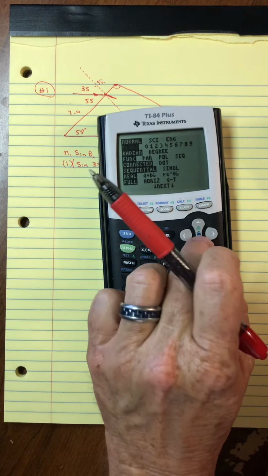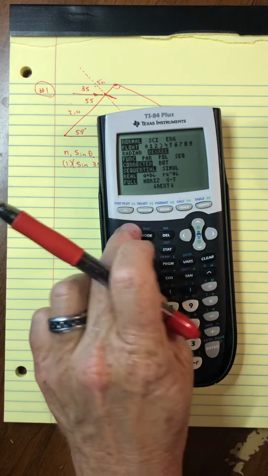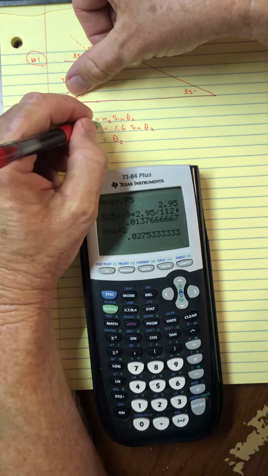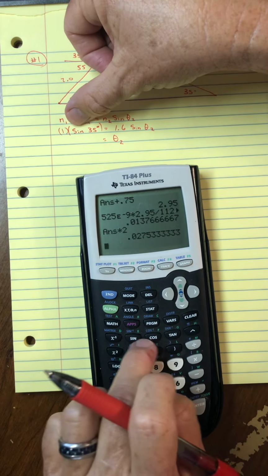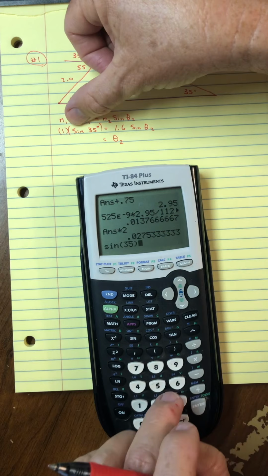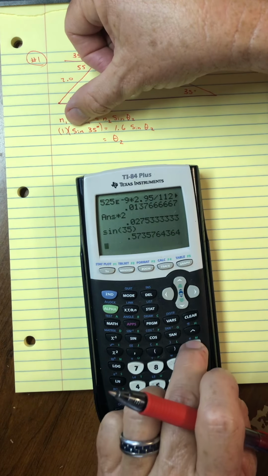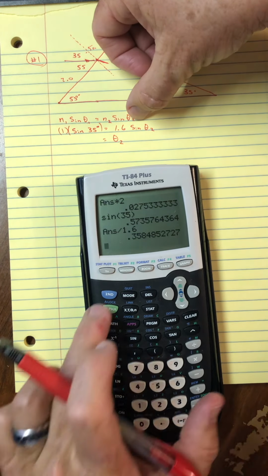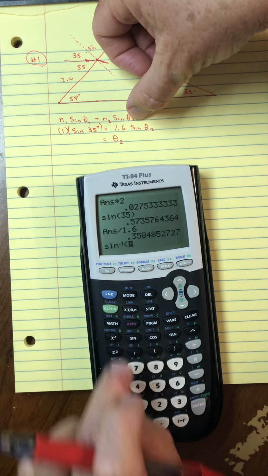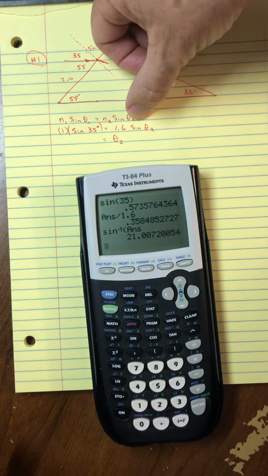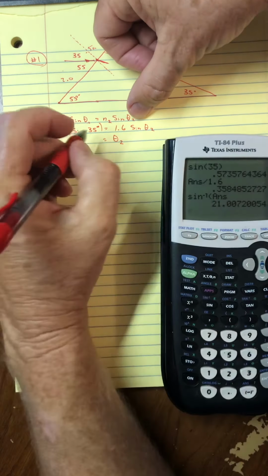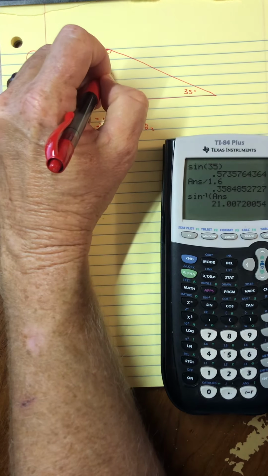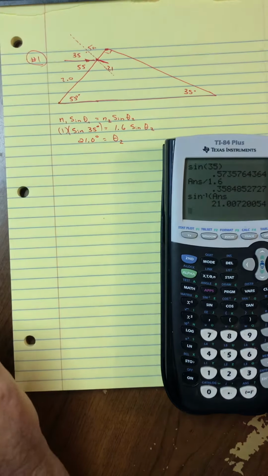But let me grab my calculator, and I think I'm in radians mode. Yeah, so let me switch my calculator over to degrees, and then put in right here a sine of 35. Then I'll divide that by 1.6, and then I will take the inverse sine of all of that and get about 21 degrees. So 21.0 degrees. So this angle in here is 21.